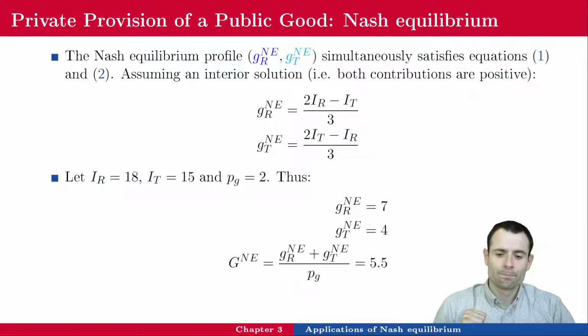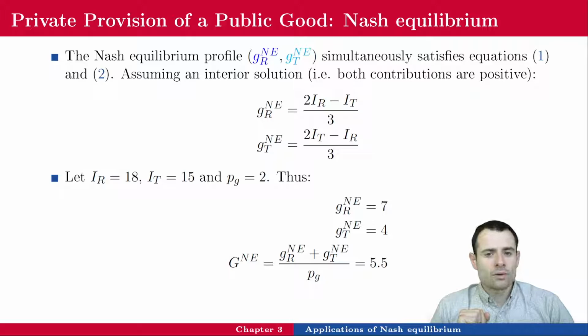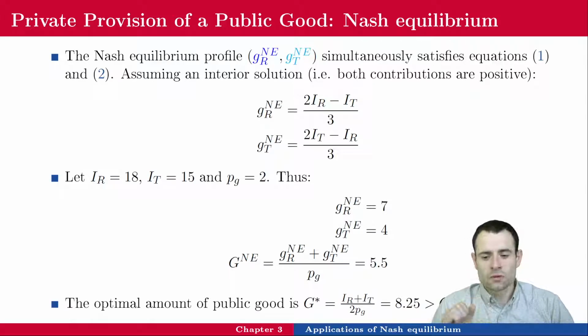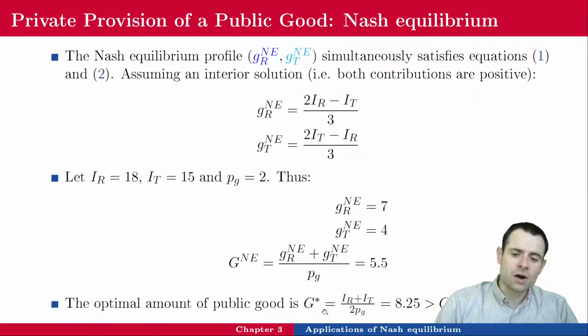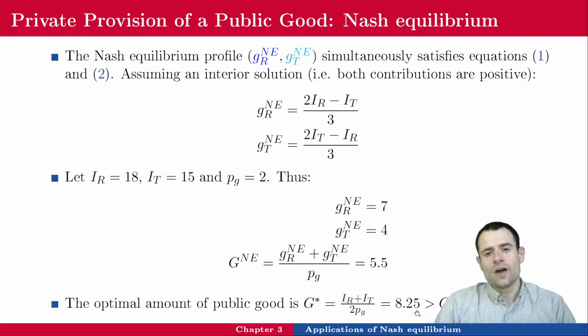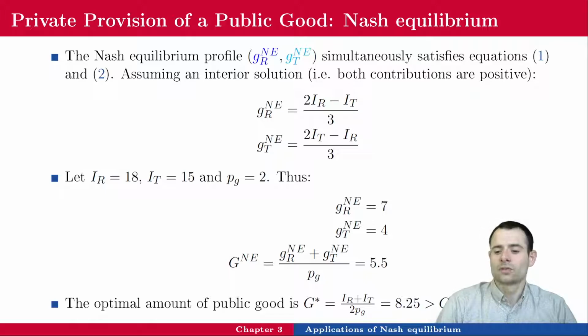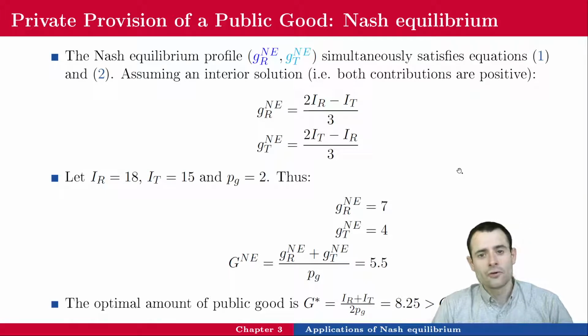This is a quantity. Now, do you remember what the efficient amount of public good was? The efficient amount, using the formula from before, was G star equals IR plus IT, so 18 plus 15, divided by 2 times PG, so divided by 4. That number is equal to 8.25. And this number, the efficient amount of public good to provide, is bigger than the Nash equilibrium amount. This is free riding.